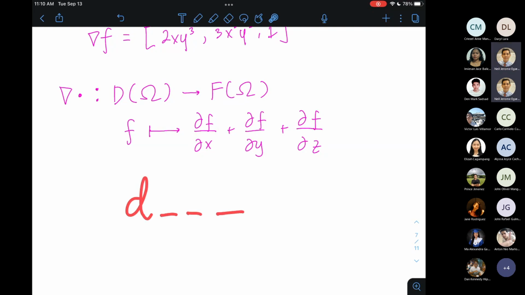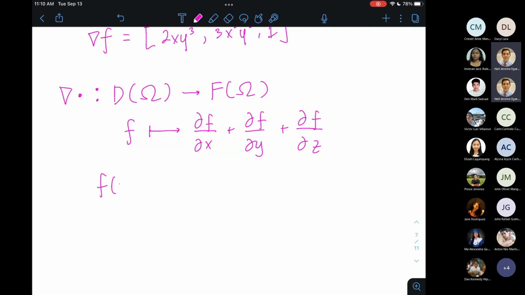Bigla naglagay ng letters, no? Mahaba kasi siya, so hindi ko na itutuloy. So yung tawag dito, this is the divergence operator. All right? Saying nabla dot, siya yung divergence ng isang function. So kung meron kang function, kukunin mo lang yung sum ng mga first partial derivatives niya.